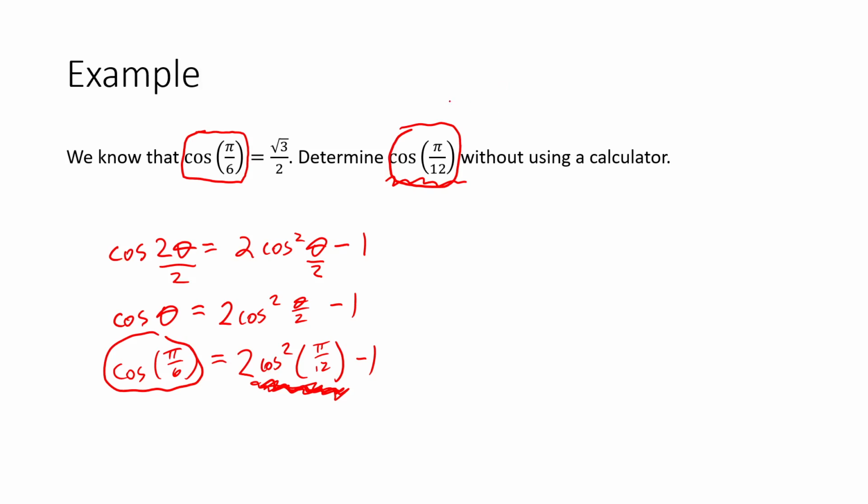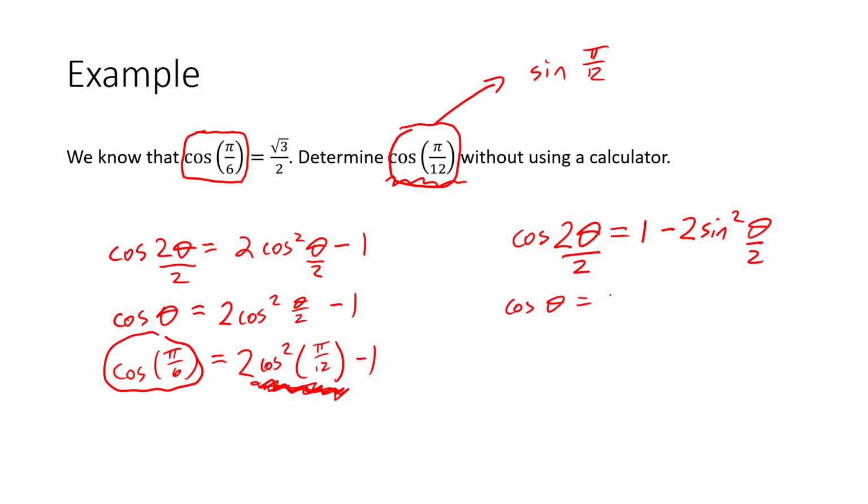Now, just for a moment, pretend this question, instead of asking you for the cos of pi over 12, had asked you for the sine of pi over 12. If that was the case, then you would still use the double angle formula for cos, but you would use the one that gives the potential to isolate sine theta on the other side. So when you do that, you're able to divide both angles by 2. And so you end up with the cos of theta equaling 1 minus 2 sine squared theta over 2.